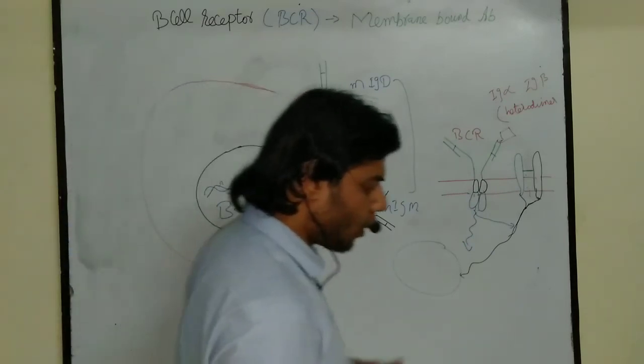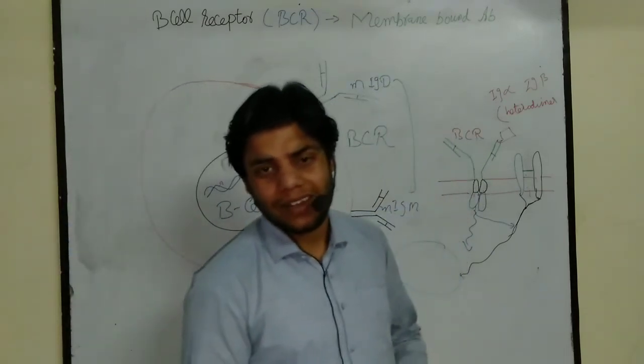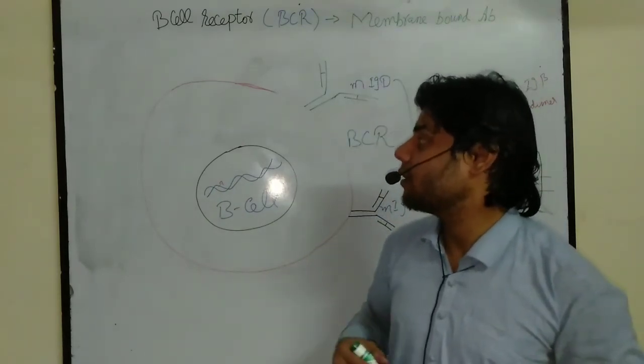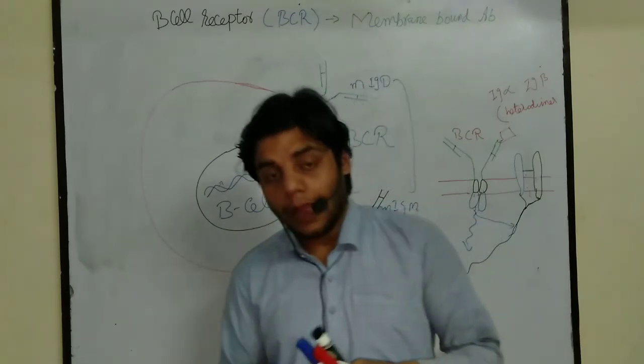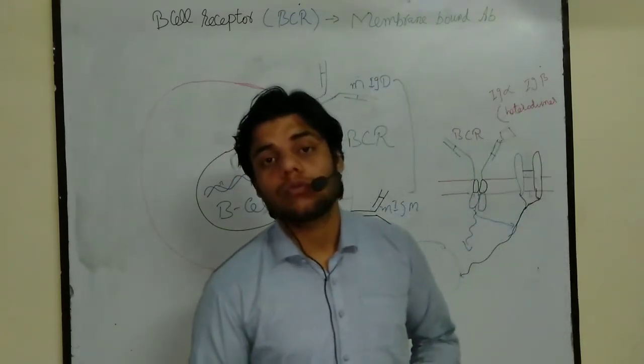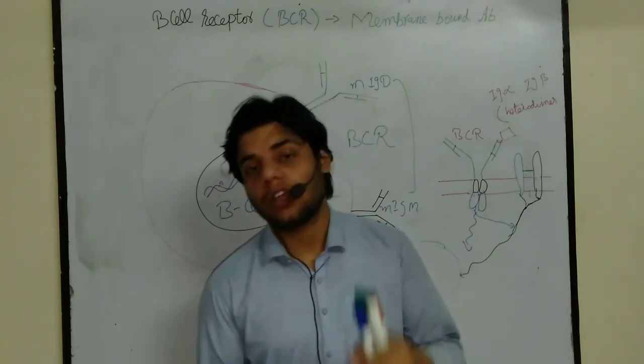So that's all about the B cell receptor and its main properties, and how it differs from the secreted antibody. I hope you guys understand the B cell receptor. Inshallah, in the next video lecture we are going to talk about B cell development and maturation in detail.